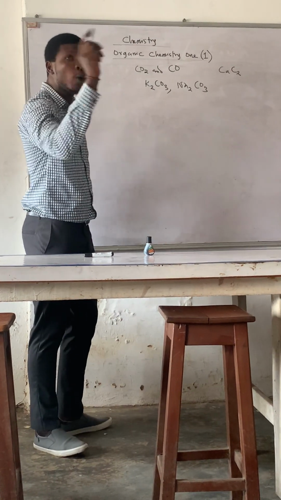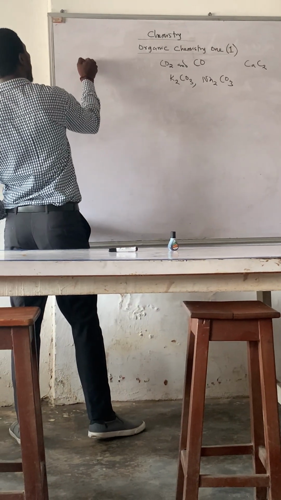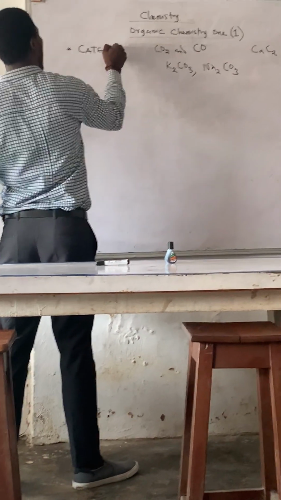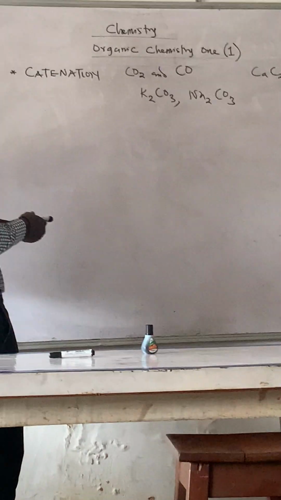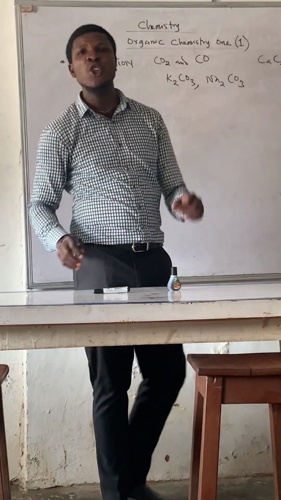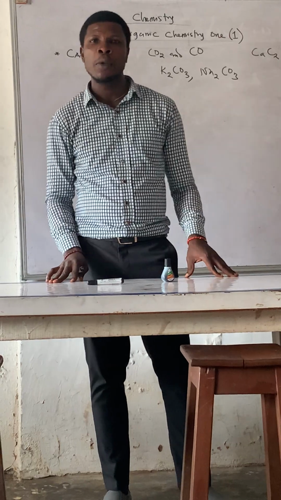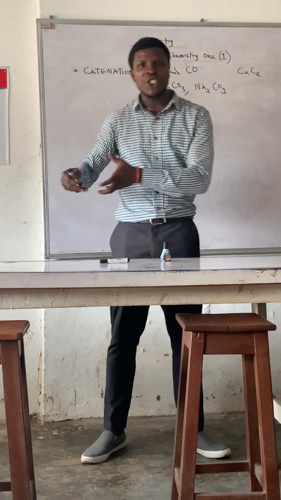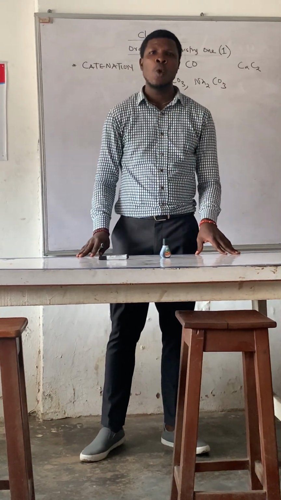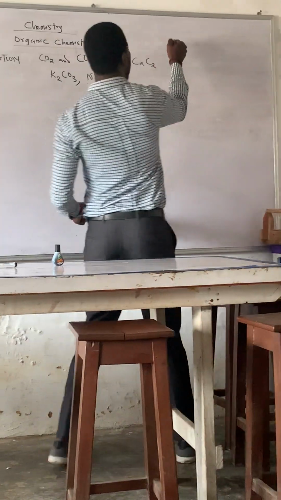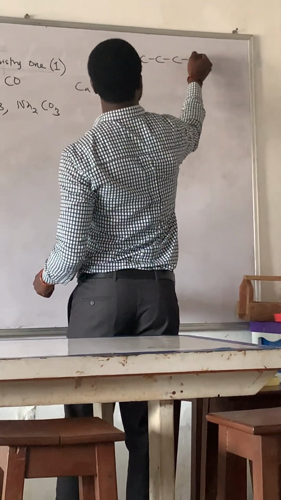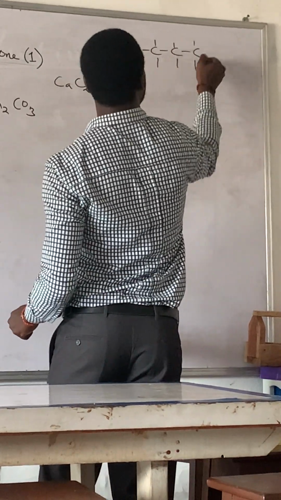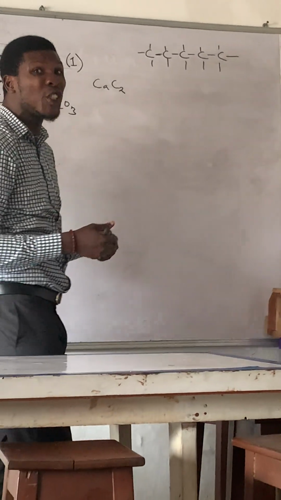To start with, the first property is called catenation. Let me write it in block letters, catenation. What is catenation? Catenation simply means the exceptional ability of carbon atoms to combine with one another to form a straight chain, a branch chain, and a closed chain. When I'm talking about a straight chain, you have something like this. You see carbon combining with itself to form a chain. Although this is the skeletal form of it, we can say the chain you have on the board is referred to as a straight chain.